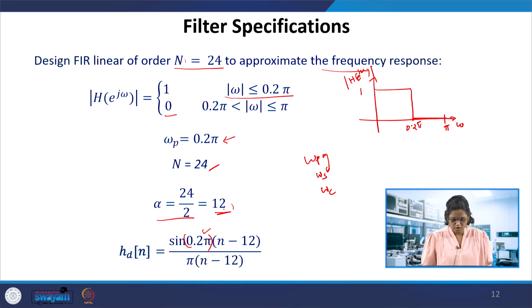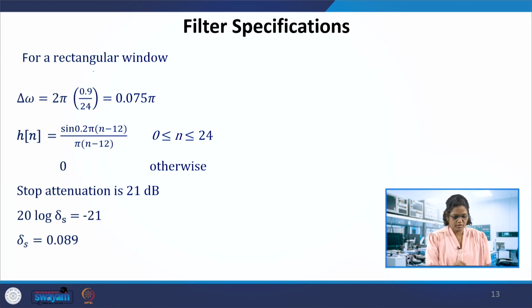Once we know this HD of n, you can apply the rectangular window. Given the ideal response, there is no ripple specification, only the order is specified in this case. So for a rectangular window, how can we get the ideal one? Using the rectangular window, delta omega is 2 pi times 0.9 by n, where n is 24 here. The relation we can obtain from the table, that is the transition width, is del f from the table. So 2 pi del f results in a transition width of 0.075 pi.